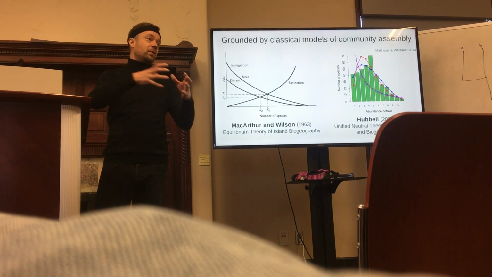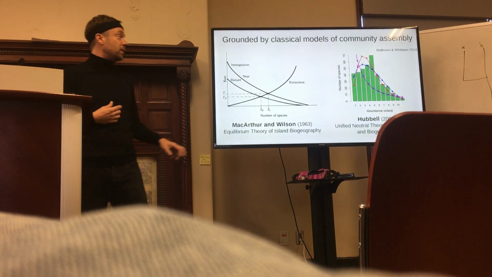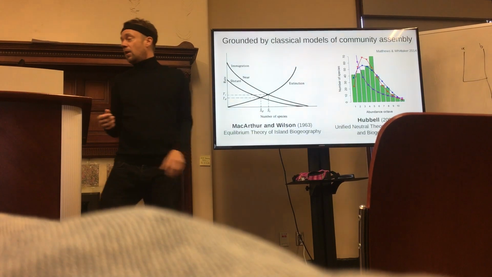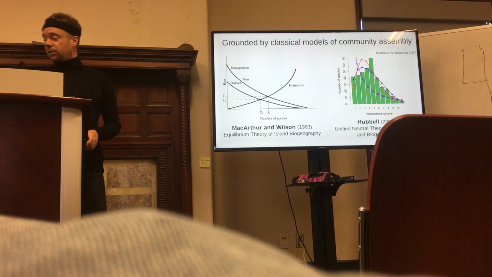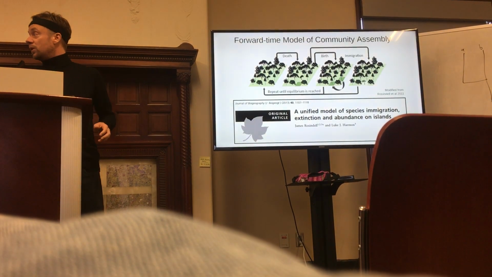given local community size or distance from whatever mainland you're under consideration, or the Hubble neutral theory, which generates a similar expectation for the abundance distribution.